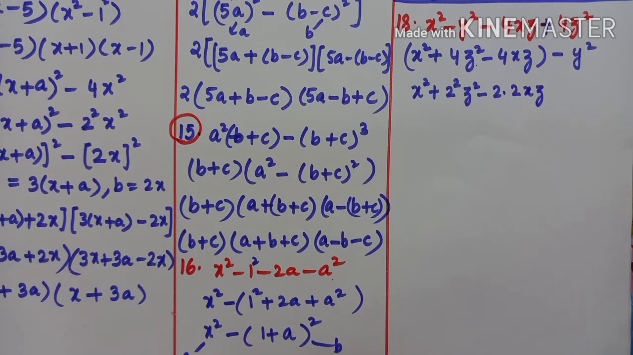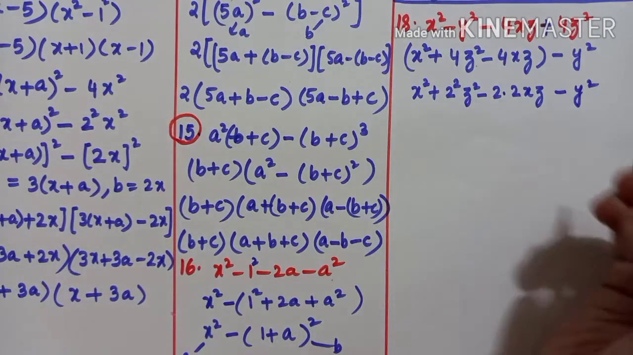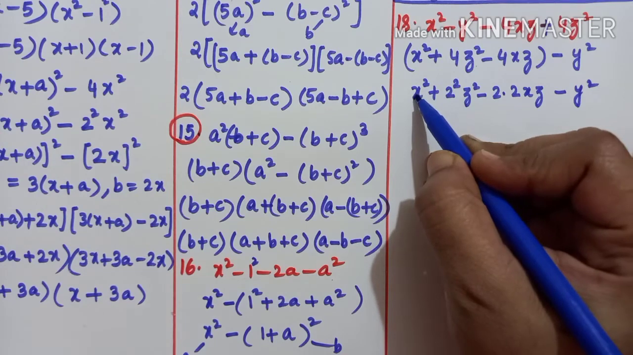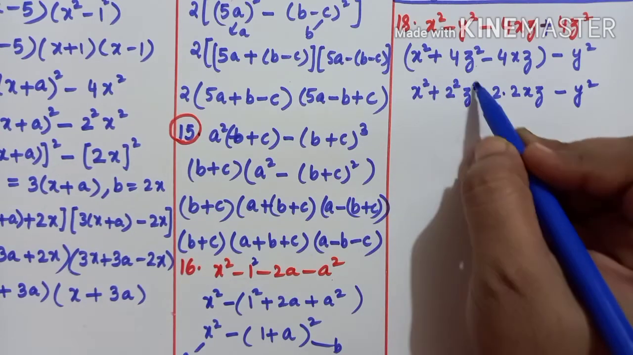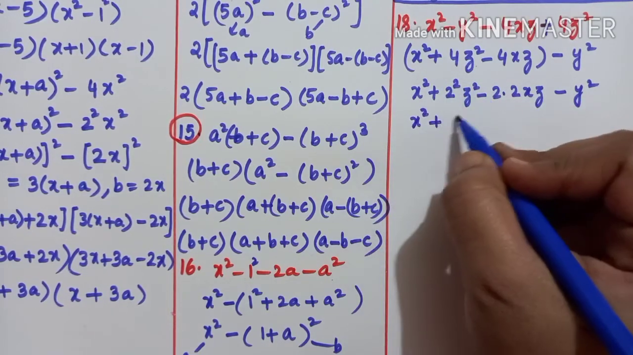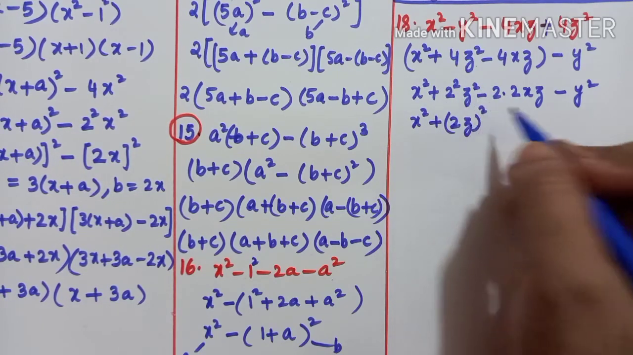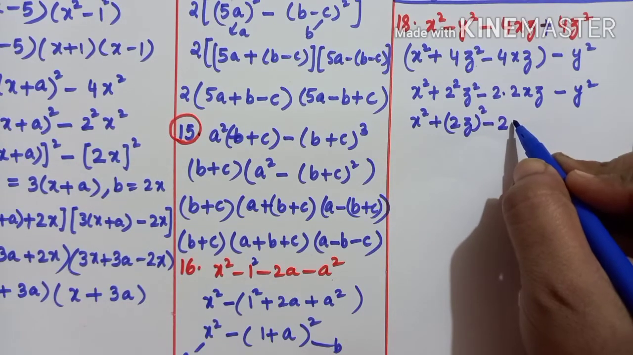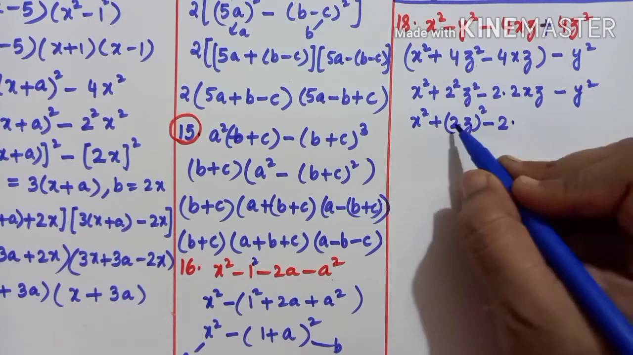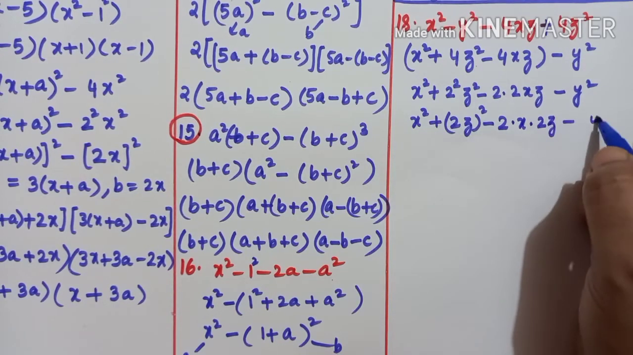Okay, so now you can see here, minus y square. Now x square plus 2 square z square: this x square is a square, plus b square, where b square means 2z whole square. 2 square z square we can write as 2z whole square. Minus 2 into x and 2z, so 2xz. Let us write separately x into 2z, then minus y square as it is.